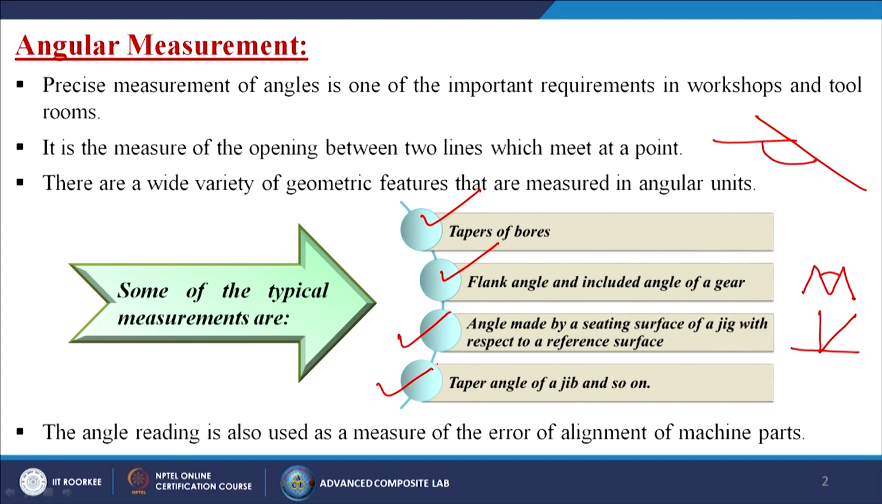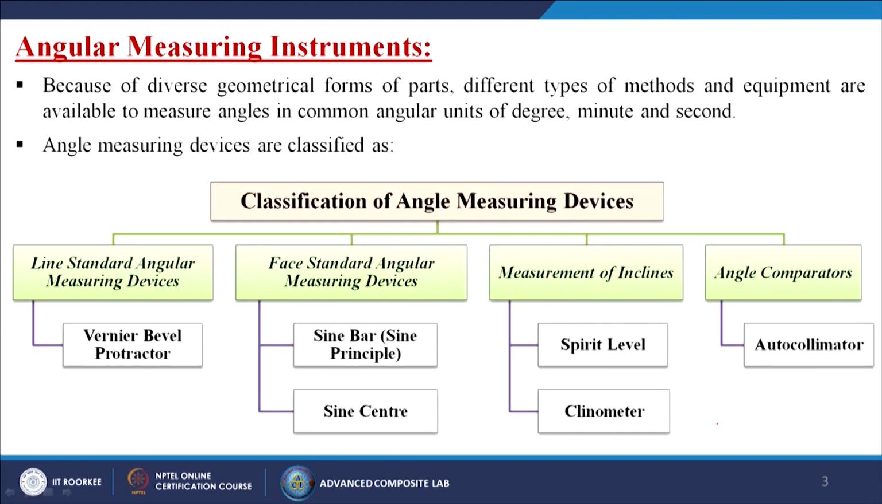The angle reading is also used as a measure of the error of alignment of machine parts. Now, what are the instruments? As I told already, we are using these particular techniques for diverse applications.